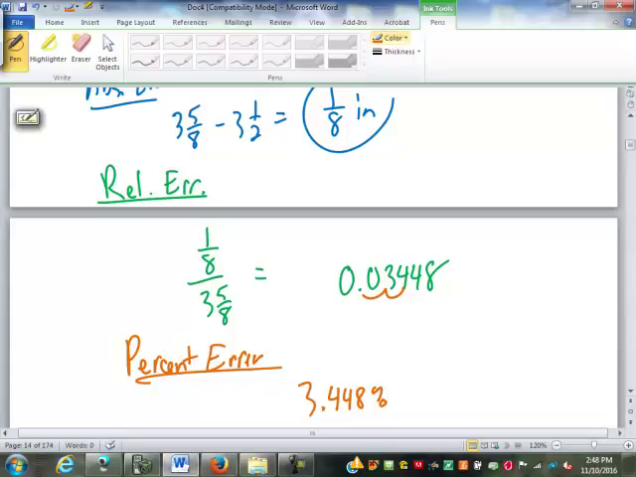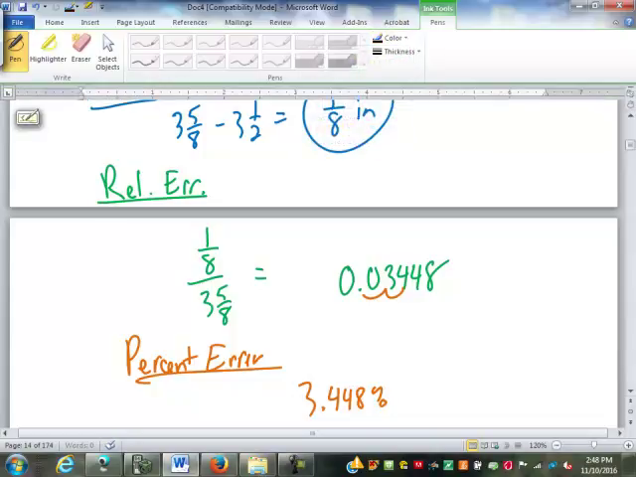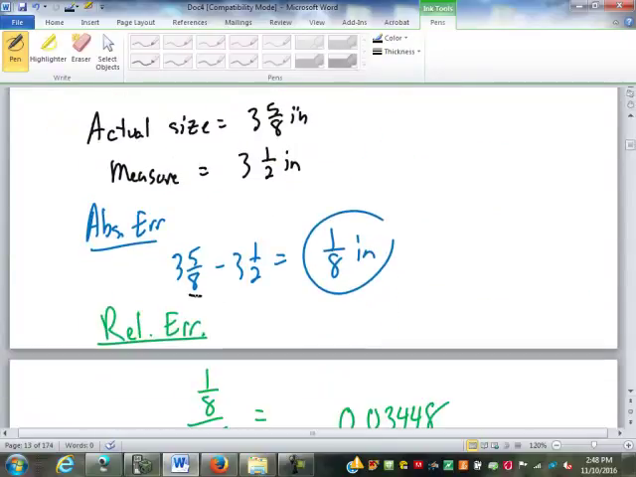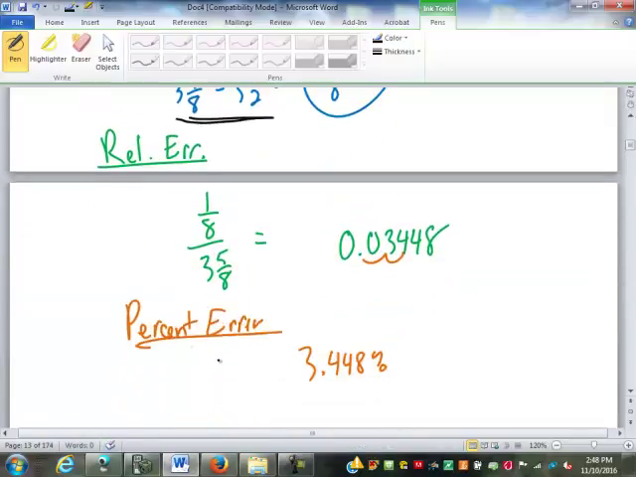So that 1/8 of an inch error was acceptable when we had something that was in the 20-inch length range. But if we're only down around 3 inches, 1/8 of an inch is a lot. It's too big. So that's why the relative error, the percent error, is more useful than the absolute error, because it relates the size of the actual error to the size of the object to begin with.